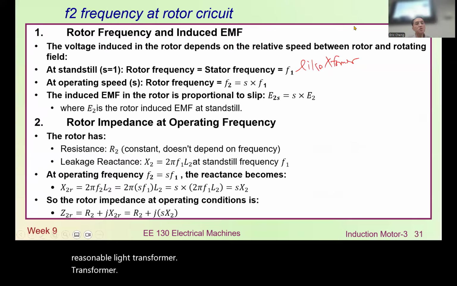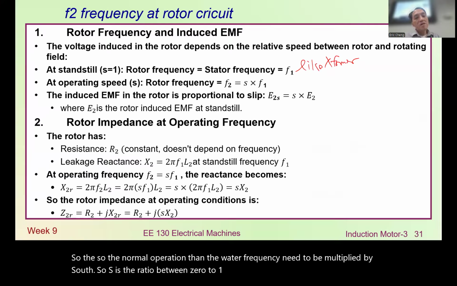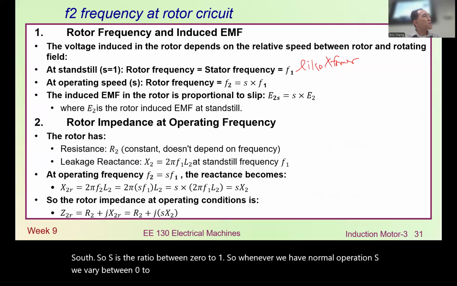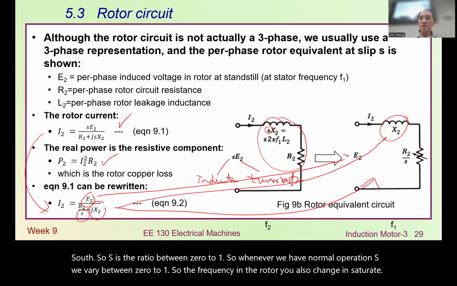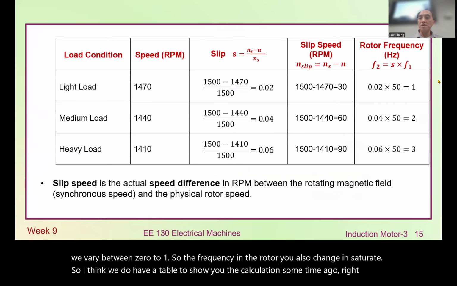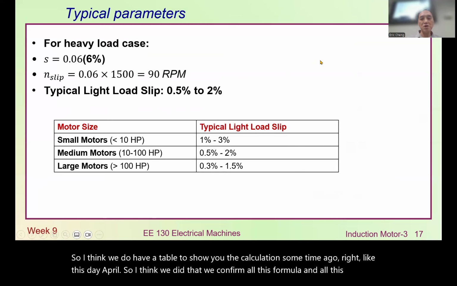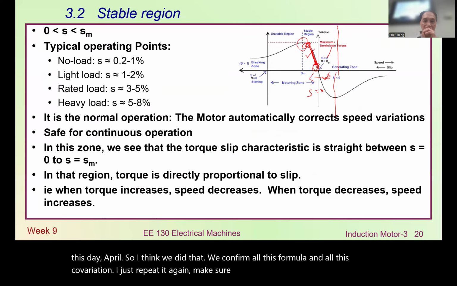So in normal operation, the rotor frequency needs to be multiplied by S. S is the ratio between 0 and 1. So whenever we have normal operation, S will vary between 0 and 1, so the frequency in the rotor will also change in such a way. I think we do have a table to show you the calculation some time ago, right? Yeah, like this table. We confirmed all these formulas and correlations. I just repeat it again, make sure you can remember that.